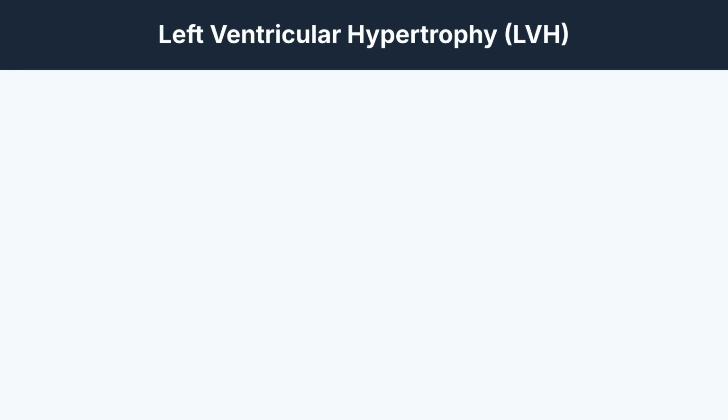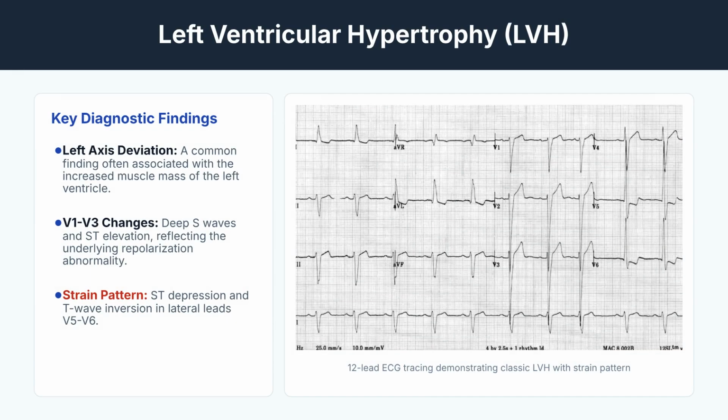Left ventricular hypertrophy, or LVH ECG findings, include left axis deviation due to increased muscle mass. Key changes involve deep S waves and ST elevation in V1 to V3, along with the strain pattern of ST depression and T wave inversion in lateral leads V5, V6.